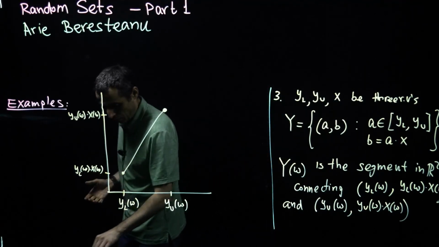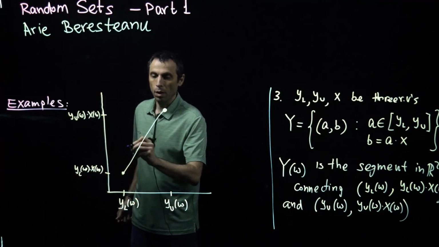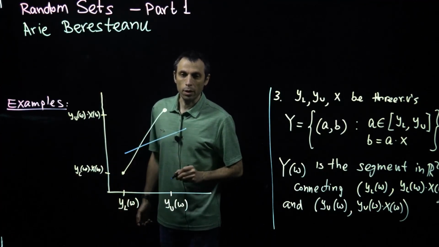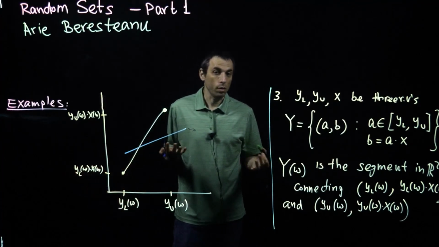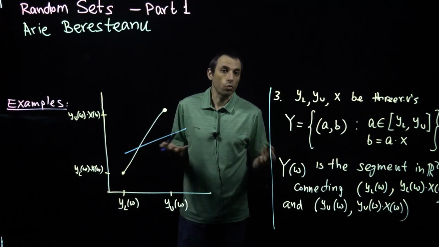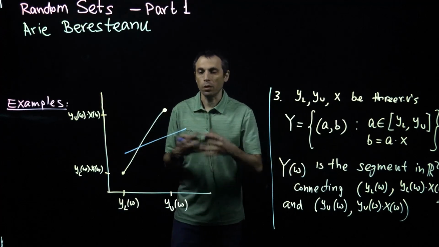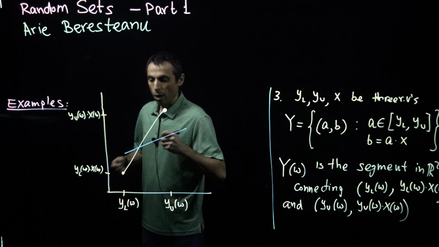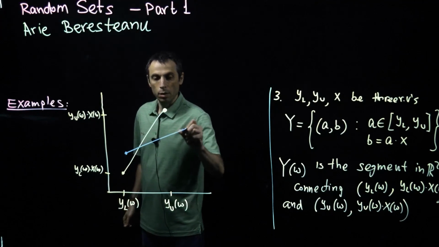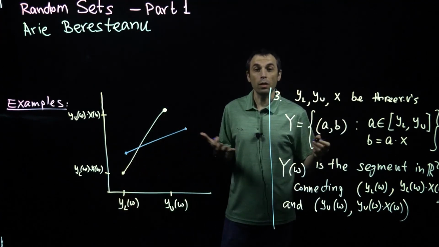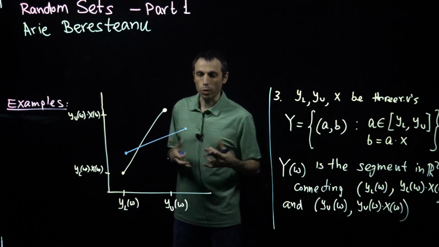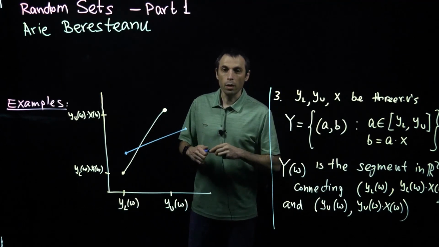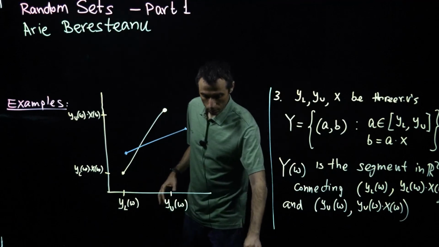Of course, for a different omega, the segment could look like this. Maybe X is negative or anything like that. It can be downward sloping and so on. So we will get many random segments in R2. That example will be important when you look at the paper with Francesca that we wrote in 2008.